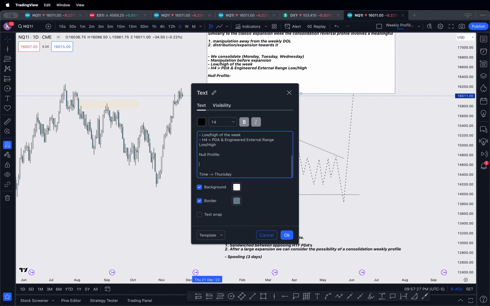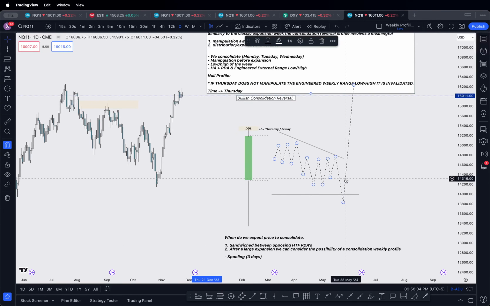What nullifies or disqualifies a consolidation reversal? What do you think? I won't be interested in trading that profile if I don't see this happen on Thursday. If Thursday doesn't put in the low and manipulate into a higher time frame PD array. If Thursday does not manipulate not just a higher time frame PDA, but what else am I looking for, Yusuf? What does it say right here? Our ERL, engineered purge. The engineered weekly range lower high, it is invalidated.